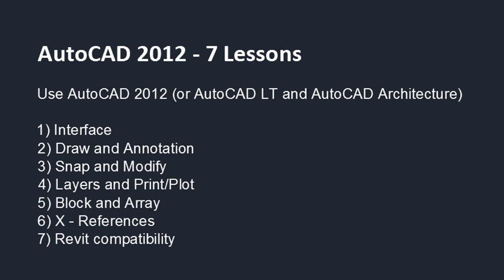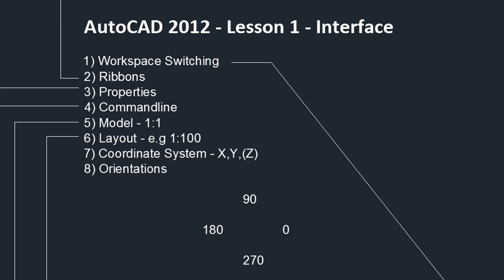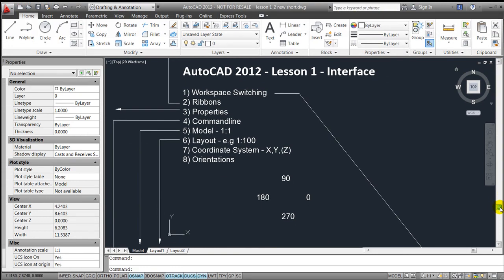In the first lesson, we'll take a look at the interface. In the second and third, we'll look at simple drawing and modifying techniques. In the fourth, we'll make our first print and plot of a drawing. In the fifth and sixth lesson, we will look at more advanced techniques using blocks and references. And in the seventh lesson, we will look at compatibility between AutoCAD and Revit. This first lesson will focus on the interface.